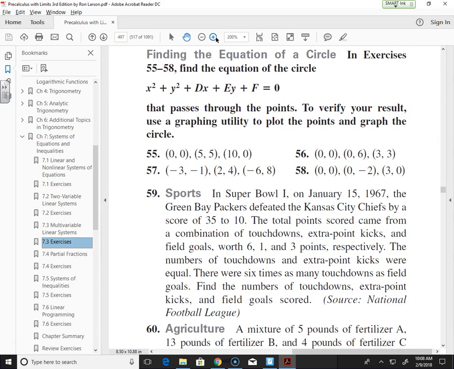There we go. In Super Bowl I, the Green Bay Packers defeated the Kansas City Chiefs by a score of 35-10. The total points scored came from a combination of touchdowns, extra point kicks, and field goals worth 6 and 1 and 3 in case you didn't know. The number of touchdowns and extra point kicks were equal. There were 6 times as many touchdowns as field goals. Find the number of touchdowns, extra point kicks, and field goals scored.